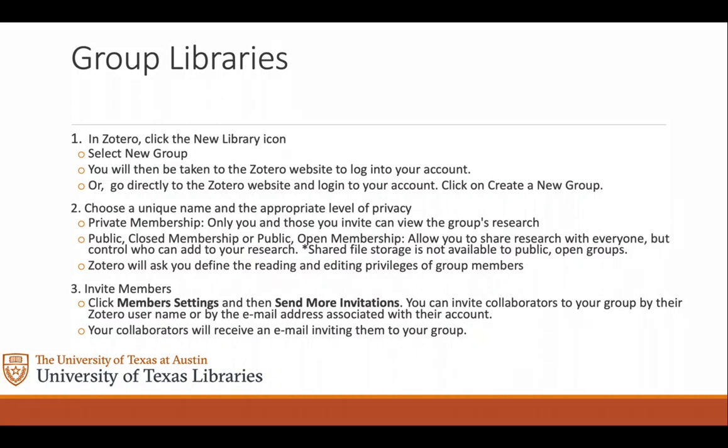And Zotero will ask you to define the reading and editing privileges of different group members. And then you'll need to invite your group members once you've created this group. So you'll click on the members settings and send more invitations. And you can invite collaborators by their Zotero username or email address associated with their account. And then once they get that, they can click on it and they'll be in the group.